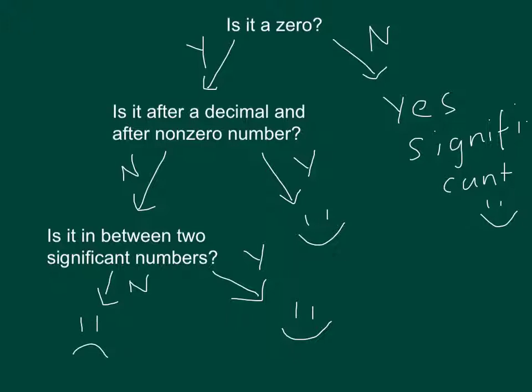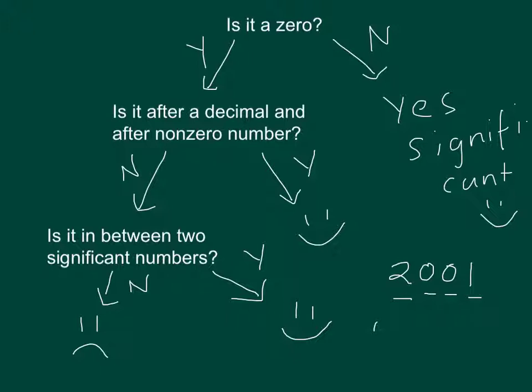So let's try this out with a number. 2001. So first we're going to look at the 2. Is it a zero? No, it's not. So that means it must be significant. Now we're going to look at the next number, which is a 0. Is it a zero? Yes, it is. Is it after a decimal and after a non-zero number? Nope, there's no decimal. Is it in between two significant numbers? Actually, it is, because it's in between the 2 and the 1, which is also significant. So both of these zeros are significant because they are both in between two significant numbers.